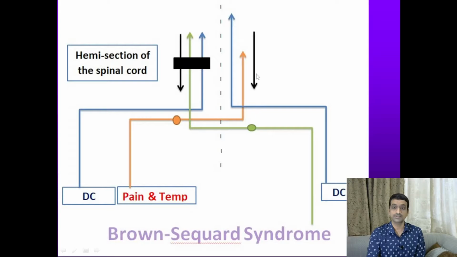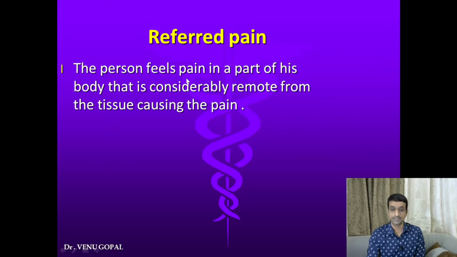Whereas these black arrow marks downward indicate the motor pathways. The motor pathway on the other side is not disrupted, so the motor function is preserved. On the side of the lesion, you can see the motor fibers are disrupted, so the motor function is lost below the level of the lesion. This is a simple flowchart to understand and present in the exam for Brown-Séquard syndrome. Next, we'll move to referred pain.